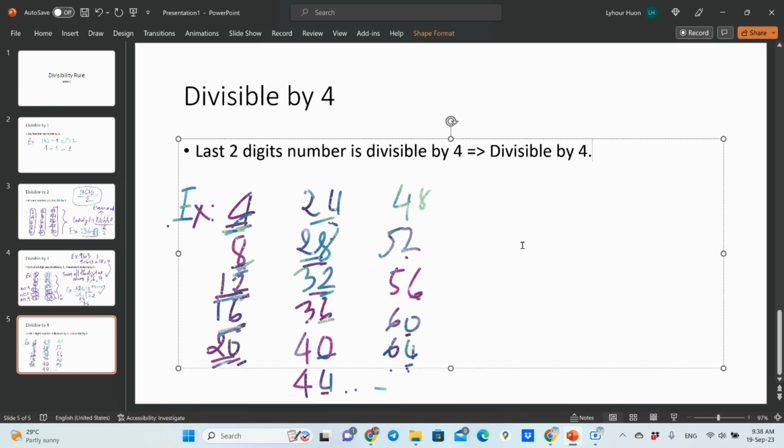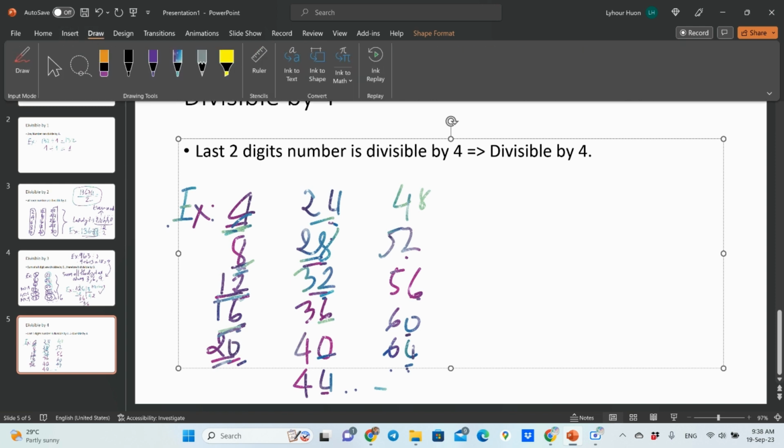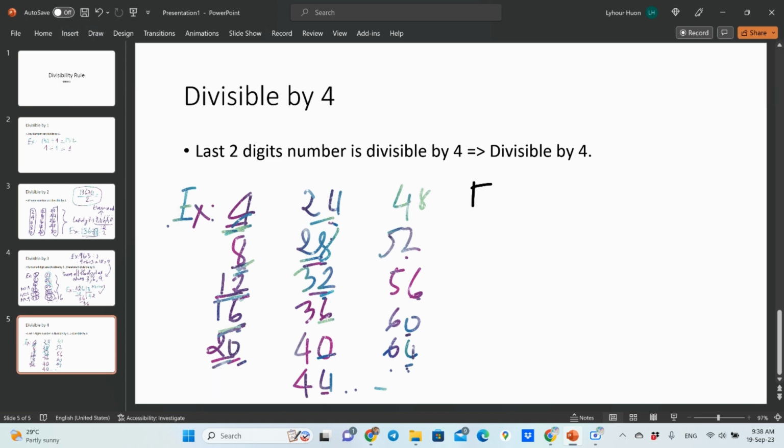Now, can you give an example of any large number that is divisible by 4? Any number that is divisible by 4, but it's a large number, not just 2 digits. 13,100. 112. Yeah, like that. This is divisible by 4 because the last two digit is divisible by 4.